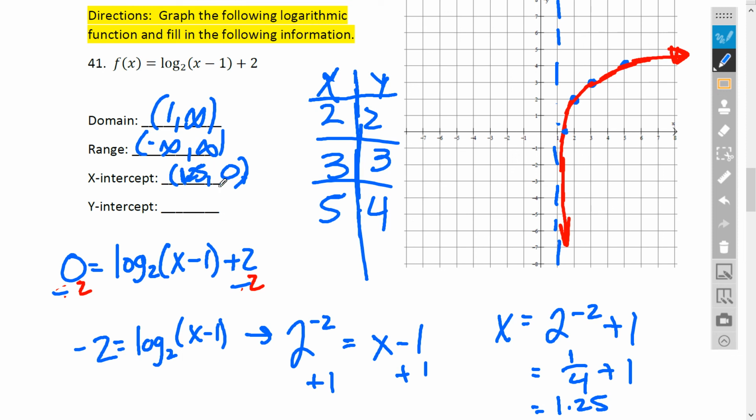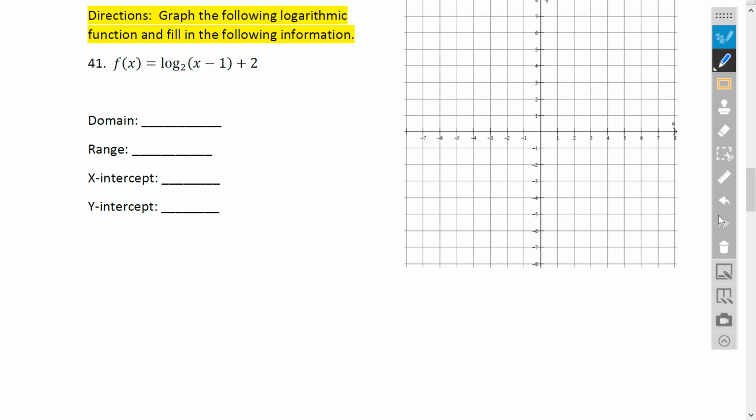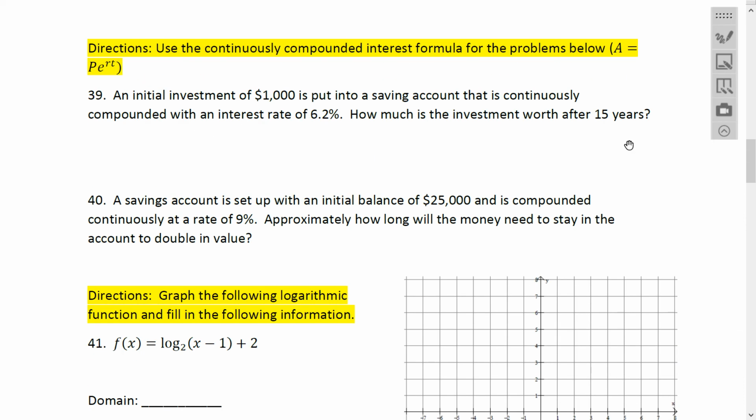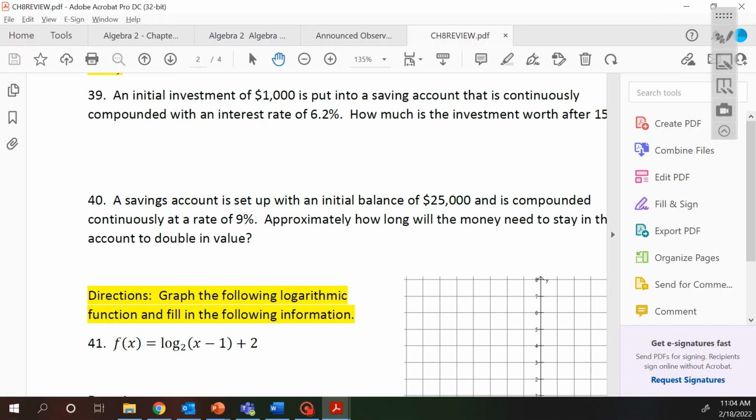Now, even though we didn't look at this, we do have all the tools to do this, and we just had to remember that plugging in 0 for y is how we get the x-intercept. The y-intercept, on the other hand, would be plugging in 0 for x, but you can't plug in 0 for x. There's no y-intercept here. It doesn't even cross the y-axis, so none. All right, and that is the entire review.